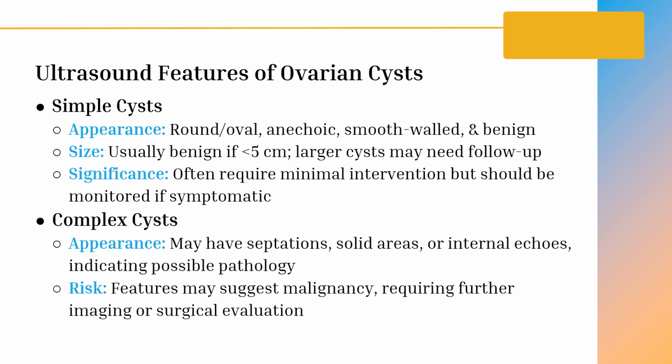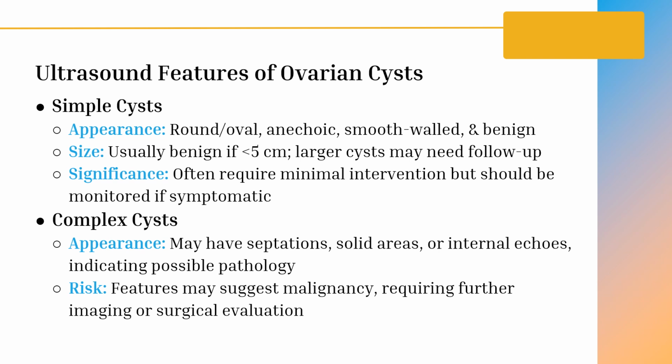There are certain features you'll notice when you're doing a point-of-care ultrasound. A simple cyst is going to be more oval, round, anechoic, smooth-walled, and benign. Usually, if it's less than 5 centimeters, it's going to be benign. You just watch it. But if they're larger, it increases pain and it increases the risk of a torsion. So the significance is that, based on their symptoms and findings, you want to be able to make a decision quickly. Is this something that needs to be followed up quickly?